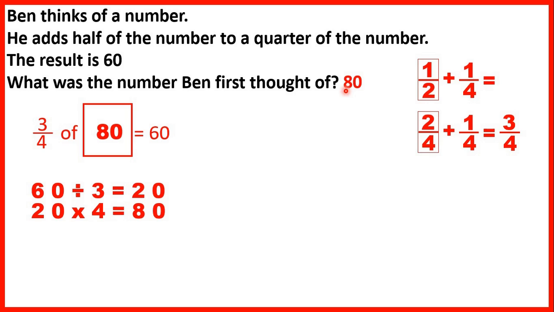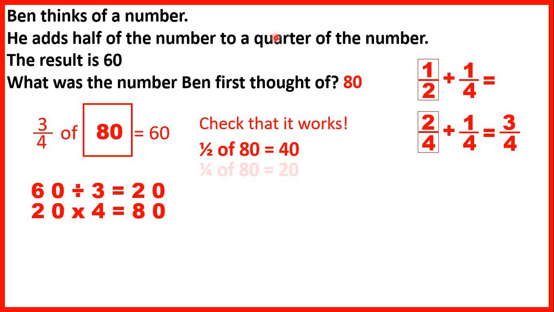So Ben's number is 80, and we can check that it works because he had half of the number, and half of 80 is 40. 80 divided by 2 is 40. Then he had a quarter of the number, and 1/4 of 80 is 20, because 80 divided by 4 is 20. And then he added them together, and 40 plus 20 is 60, and that was his result. So that means that the number Ben first thought of must have been 80.